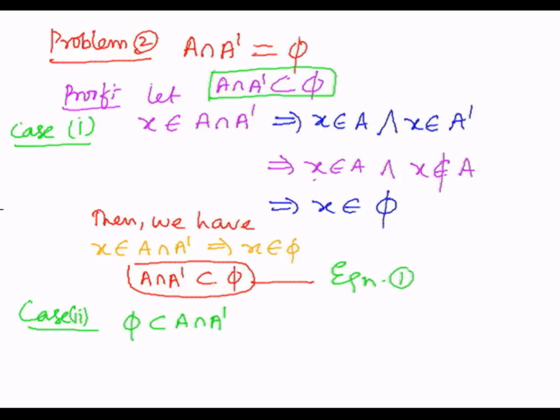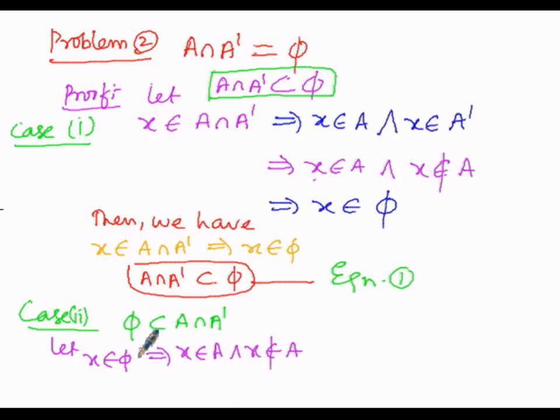Since we are going to prove it element-wise, we have to suppose one element which belongs to phi. So here, let X be an element which belongs to phi. That implies, since phi is an empty set, X does not belong to the empty set, that is phi. So we can write it as X belongs to A and X does not belong to A. So here X is present in A and X is not present in A.